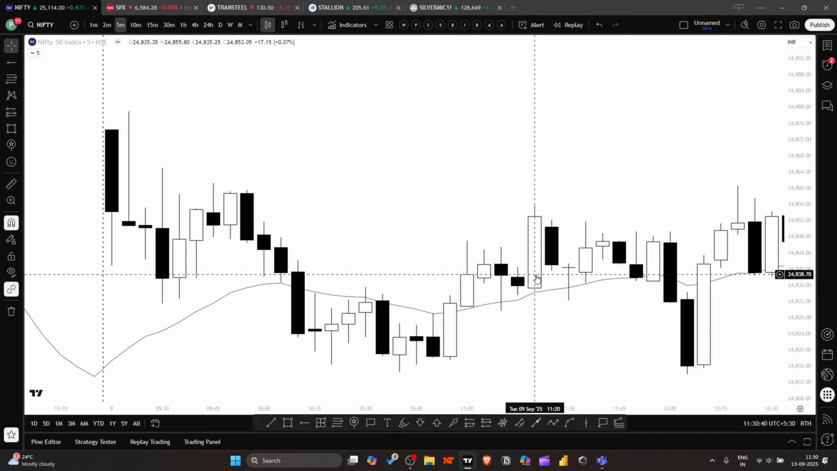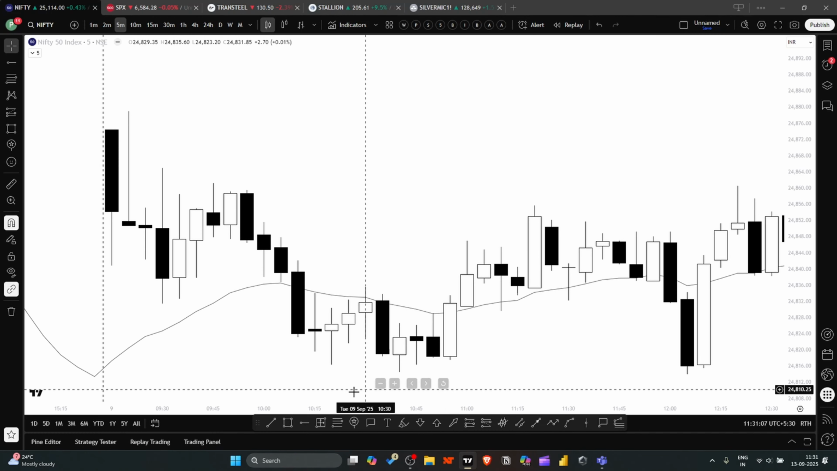24835.35 is the opening price. The low price, which is represented by the letter L, is 24835.25. It is just a 10 paisa difference. The market, since it opened, only went 10 paisa lower before it went and closed higher. So this is showing strength.